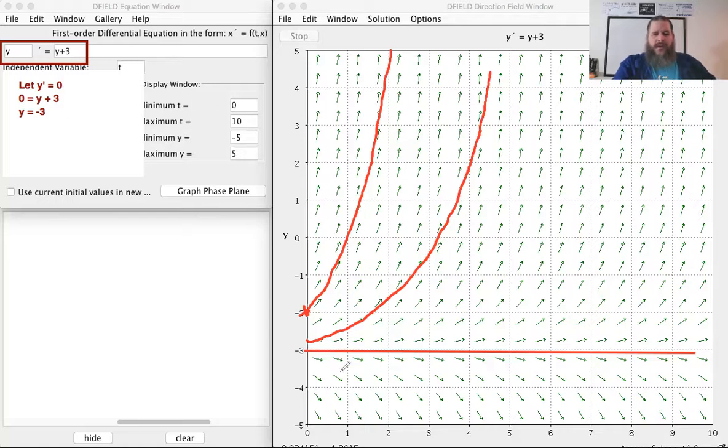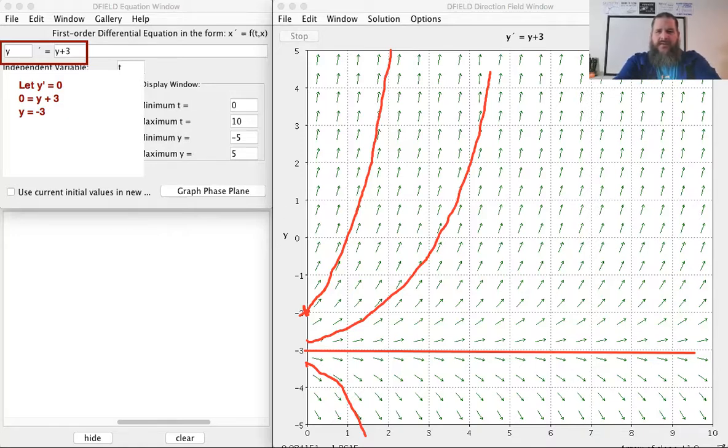Likewise, if we start below -3, what do you notice about the direction field arrow there? It'll be decreasing. Yeah, we've got a decreasing function because in this region, the arrows are pointing down and to the right. So we go down and to the right, and it looks like that's getting steeper and steeper as well because we get arrows that have a greater slope. So just based on these few sample solutions, usually called integral curves.